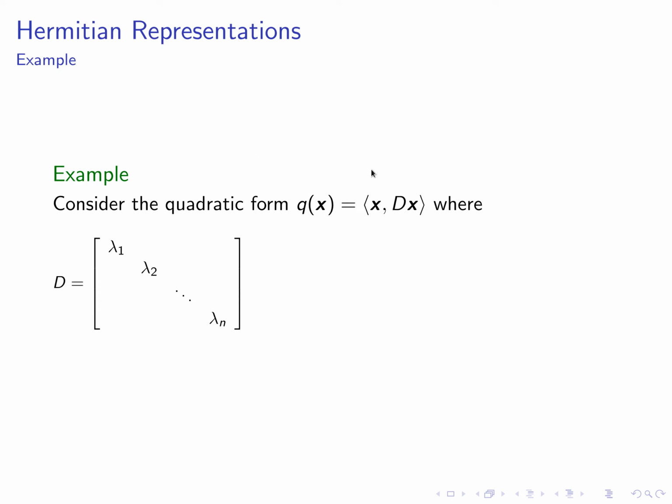Another example I want to illustrate is that let's say that we already had the matrix that we were studying, and let's say that the matrix we were studying happened to be a diagonal matrix. So let's say that D was lambda 1, lambda 2, down to lambda n on the diagonal of an n by n matrix. And let's say that we defined a quadratic form by the formula variable vector x inner product with this matrix D times the variable vector x.